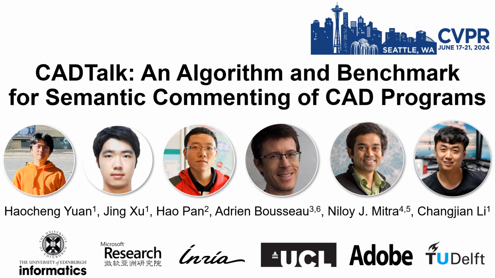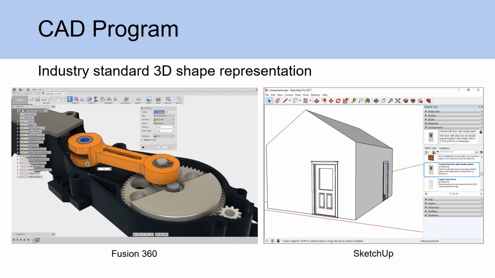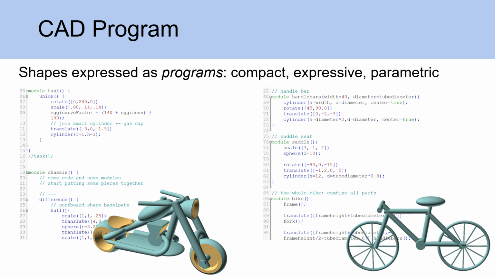We present CADTalk, an algorithm and benchmark for semantic commenting of CAD programs. Computer-aided design, CAD for short, is the industry standard for representing 3D shapes as sequences of geometric instructions, also referred to as CAD programs. Popular systems like Fusion 360 and SketchUp are developed for CAD program creation, execution, and even for generation. CAD programs are compact, expressive, and parametric.